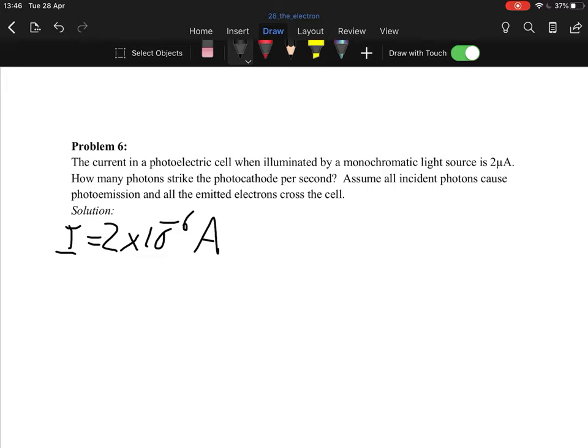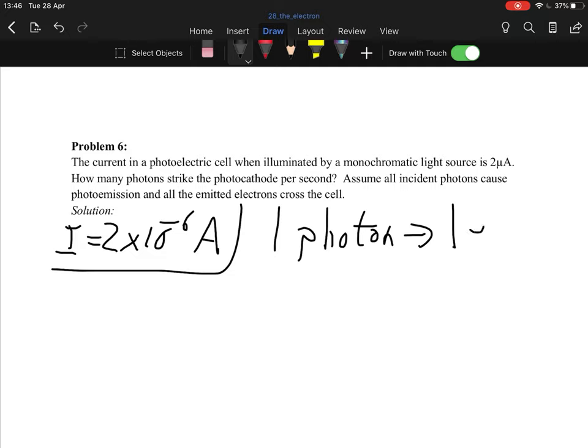Photons per second is the number of electrons emitted per second, because, if you remember from what we said earlier, one photon will give its energy to one electron. So the number of photons per second is equal to the number of electrons emitted per second. What is current? Current is charge passing per second. Q equals I t, I equals Q over t. So charge passing per second. What is the charge here? The charge here is the charge of one electron.